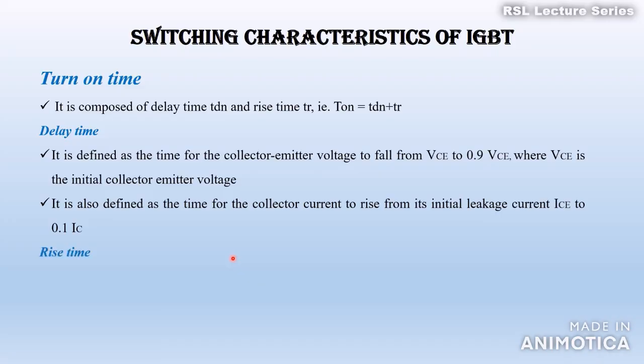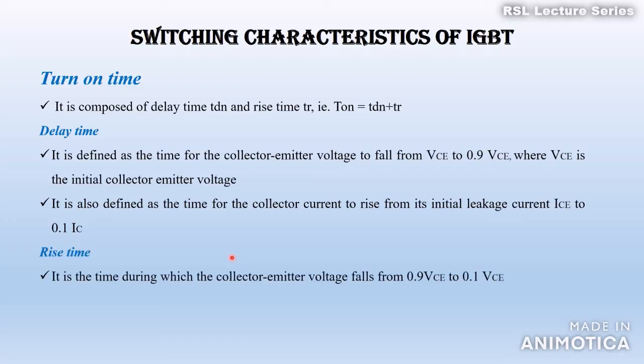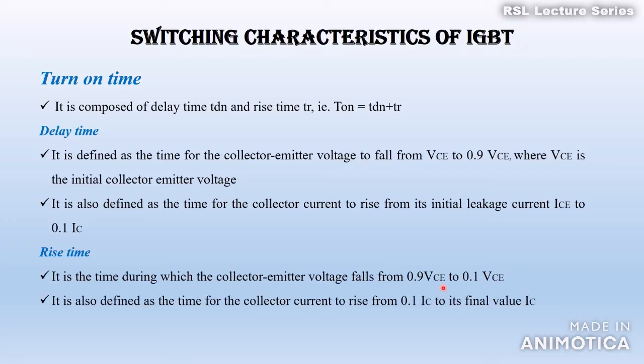So next, rise time. It is defined as the time during which the collector emitter voltage further falls from 90% to 10% of collector emitter voltage. Similarly, in terms of collector current, it is defined as the time taken for the collector current to rise from 10% IC to its final value IC. So now turn on time is the sum of delay time and rise time.